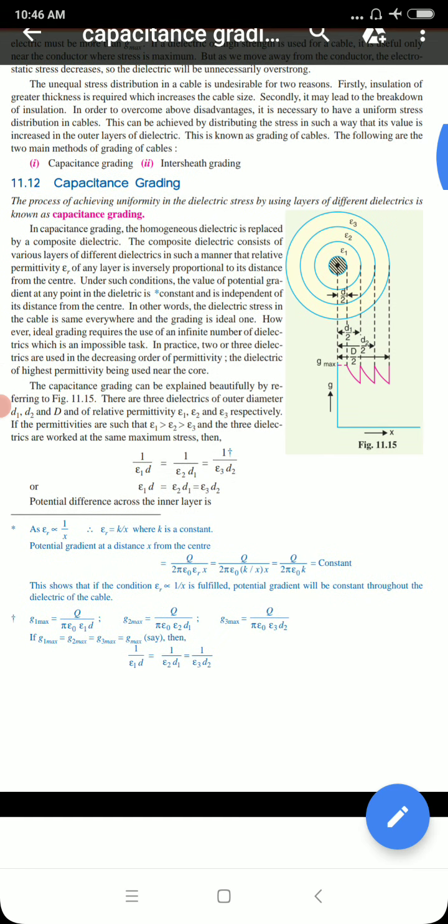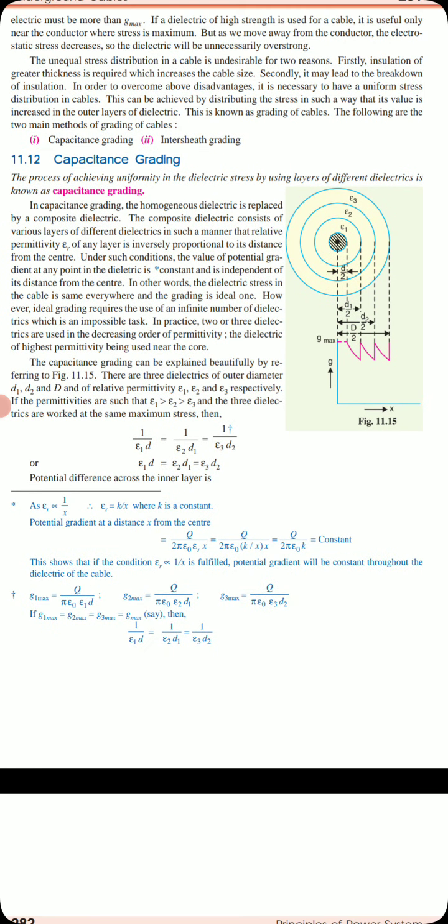So the three dielectrics are worked under the same condition. Then stress is given by 1 over epsilon 1 d equal to 1 over epsilon 2 d1 equal to 1 over epsilon 3 d2, or epsilon 1 d is equal to epsilon 2 d1 is equal to epsilon 3 d2. You can see these things clearly there.